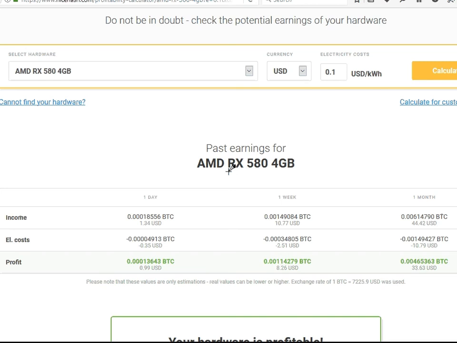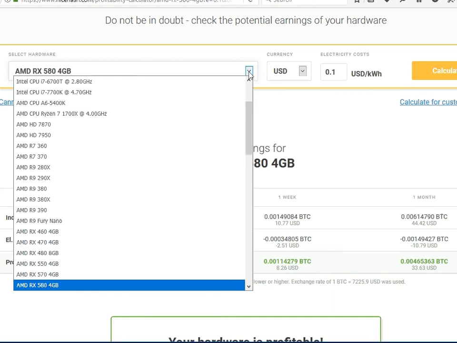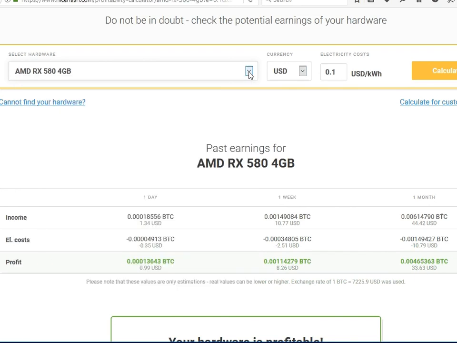Okay, so what we got here is the NiceHash profitability calculator. This is very handy for when you want to look up different pieces of hardware and be able to see how much you could potentially be earning using it for mining. So you simply pick what you want, click the calculate button, and you'll get results. Here, this AMD RX 580 earns about $1 a day.